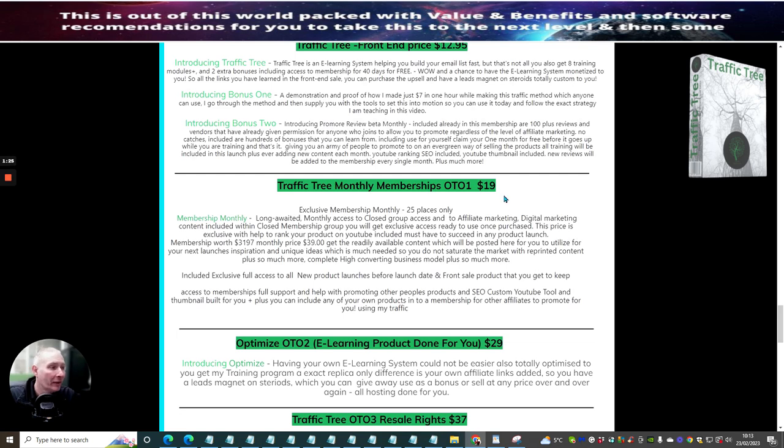Okay, so that's that. Now, if you want to get involved with a monthly membership, I am giving this out. The first price is $9 and then it goes to $19 every single month. This is Traffic Tree monthly membership. This basically is a monthly exclusive access, and the price will be going to $39 a month. This is a membership that is worth $3,197. It has got lots and lots of stuff inside here to help you with affiliate marketing and then some. It's also a must if you want to launch your own products as well.